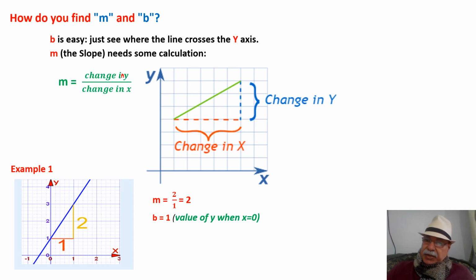B equals 1. B equals 1 because B is the cross of the Y. Where does the line cross the Y? Here, at 1. The line crosses Y at 1. You see? Here, this is B. It is easy, just see where the line crosses the Y axis.